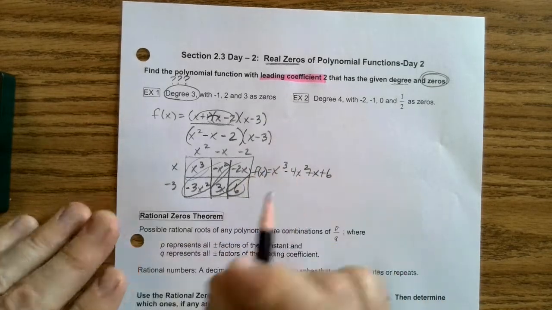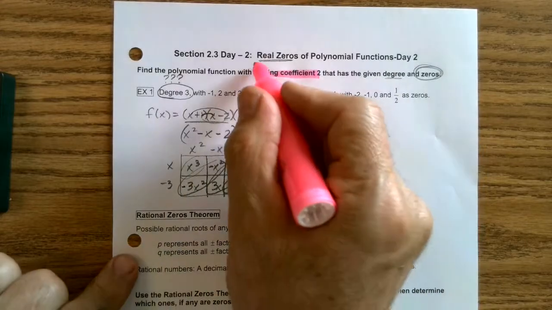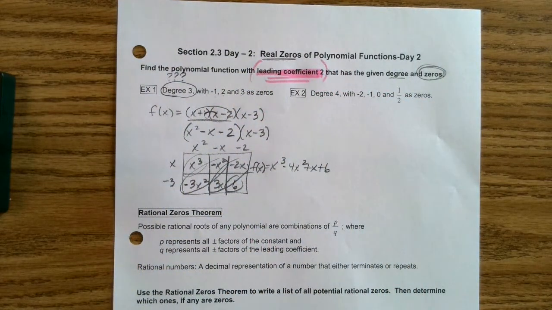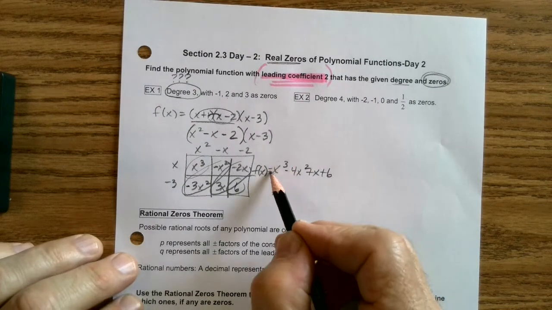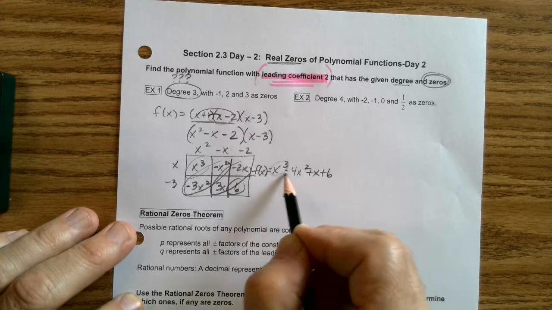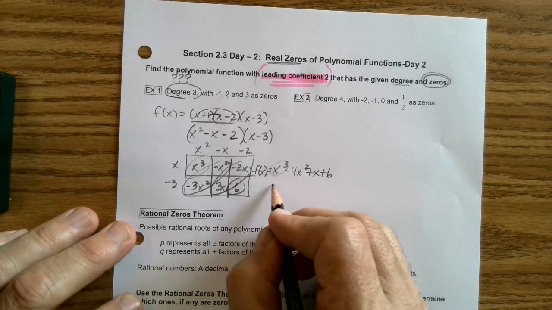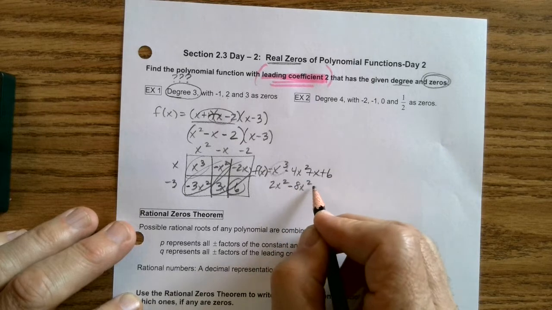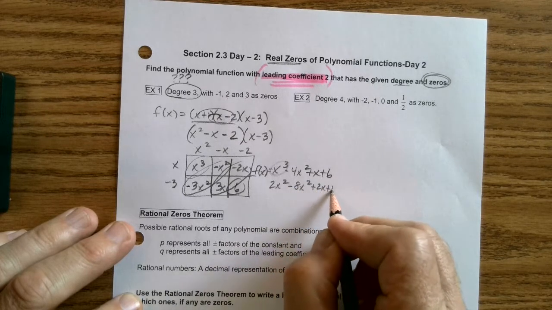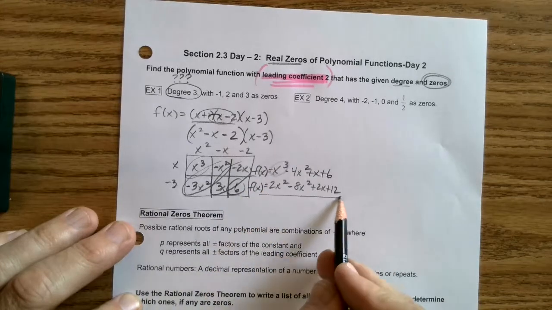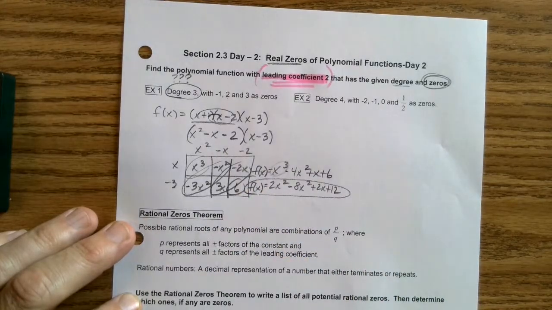Oh, no, you're not. Because this says you're not done until you have a leading coefficient of 2. What's a leading coefficient? Well, this is my leading term because it's the highest degree. So I'm just going to multiply everything by 2. So 2x cubed minus 8x squared plus 2x plus 12. And that's my final answer. You're just kind of obeying instructions.